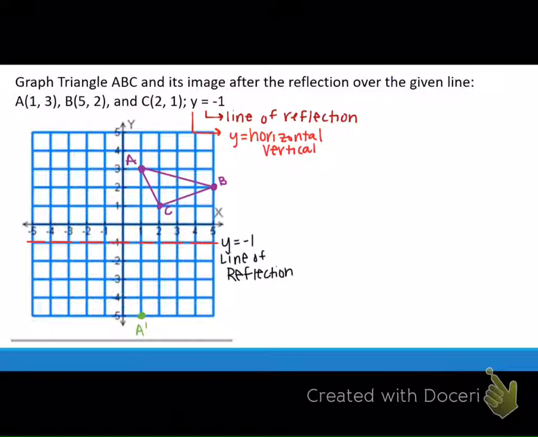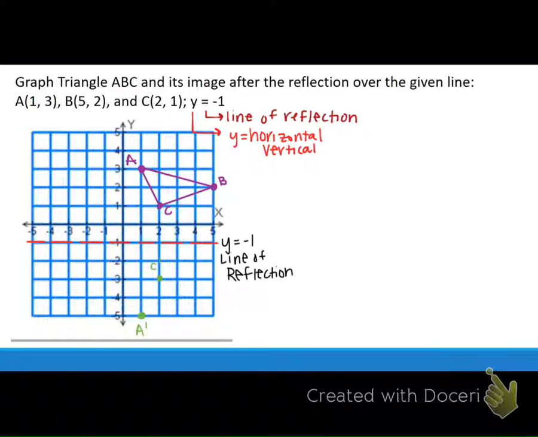What would the ordered pair be for C then? If it's 2 away here, where would the ordered pair be? Yeah. 2, -3. Madison? Are you okay back there? Yeah or no? Okay.